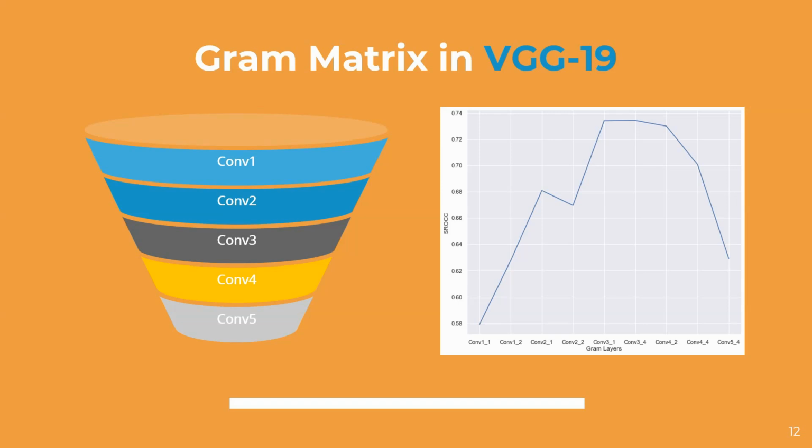In the VGG19 network, we have 5 stacks of convolutional layers, conv1, conv2, up to conv5. In each of these stacks, we have several convolutional layers. For example, in the first stack, we have 2 convolutional layers, and in the 5th stack, we have 4 convolutional layers. Here we can see that by getting gram matrices from the feature maps of the mid layers, I mean conv3, we will have the highest SROCC. So the gram matrix from the mid layers gives the best values.